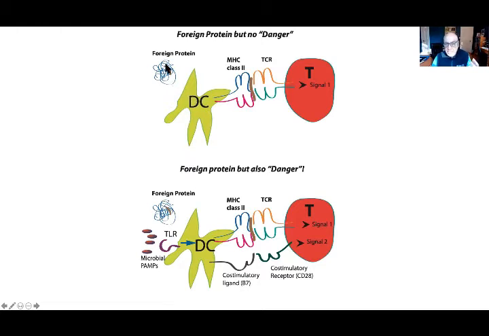Maybe there's a peptide, this brown peptide, presented on class 2. It could be recognized by the T cell receptor. This is foreign, and it can only provide signal 1. This is not enough to activate a T cell. We always need a second signal. So TLR activation will induce a co-stimulatory ligand like B7. B7 will trigger CD28 on the T cell. So this is the naive T cell in the lymph node. And now we will have activation of the naive T cell in the lymph node.